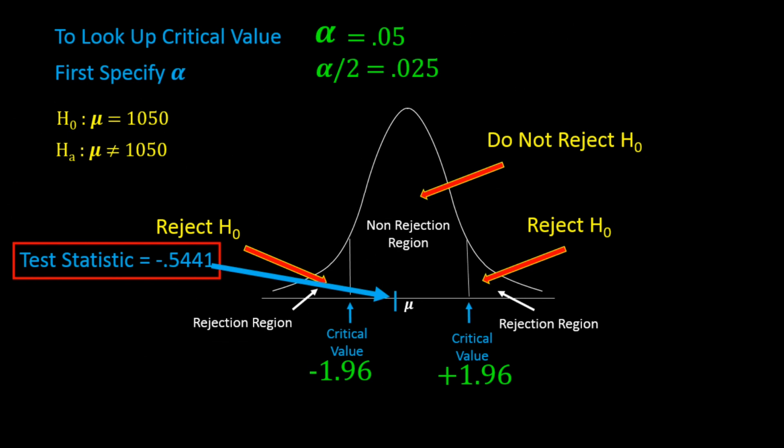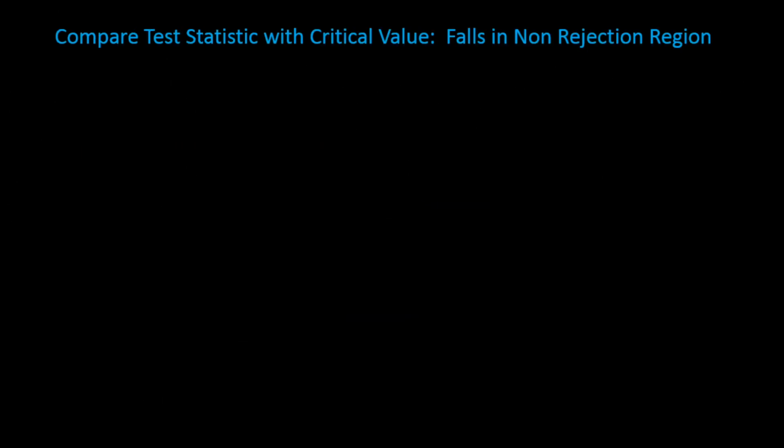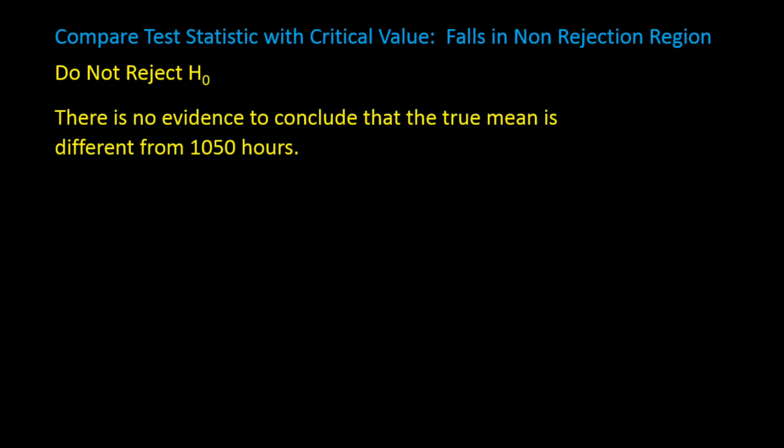Now we need to decide on our statistical decision whether to reject or not reject the null hypothesis. By comparing the test statistic to the critical value and seeing that it falls in the non-rejection region, our conclusion would be do not reject the null hypothesis. And the last step would be to phrase this conclusion in the context of the problem. So we would say, there is no evidence to conclude that the true mean is different from 1,050 hours. In other words, after taking a sample and conducting a hypothesis test, we did not find evidence for the alternative hypothesis that the mean is not equal to 1,050 hours.